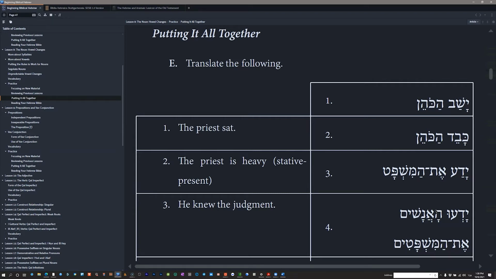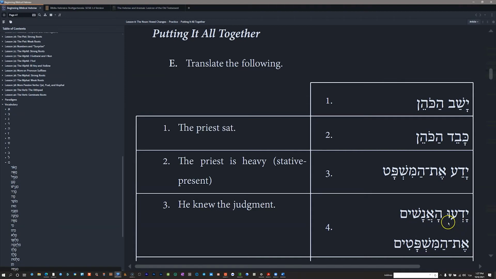In Hebrew, does that question make sense? Yeah, if there is a group of people that is comprised of males and females, you're going to use the word anashim to refer to them. The trail comes in, but yes, the men or the people knew the judgments.